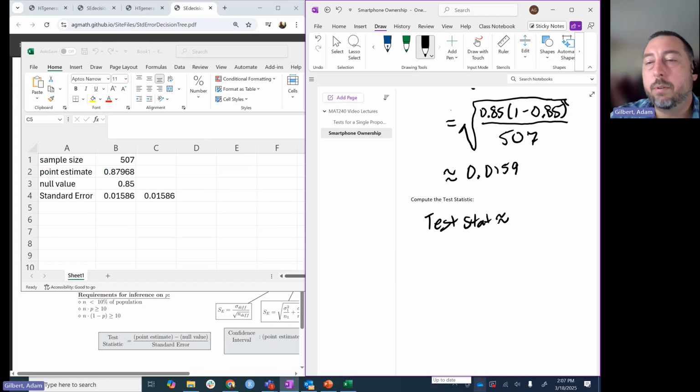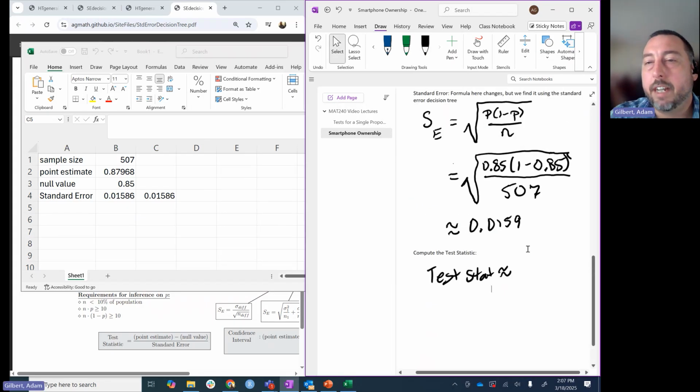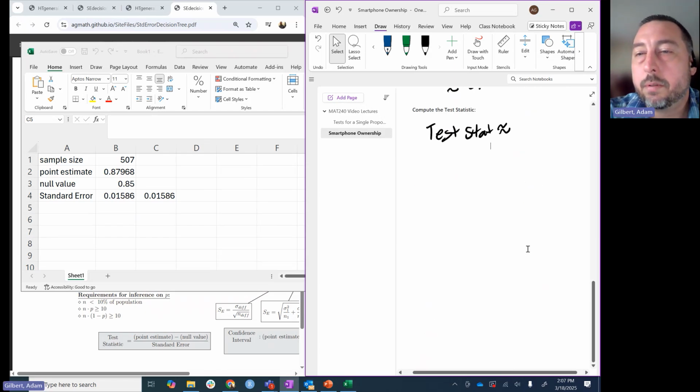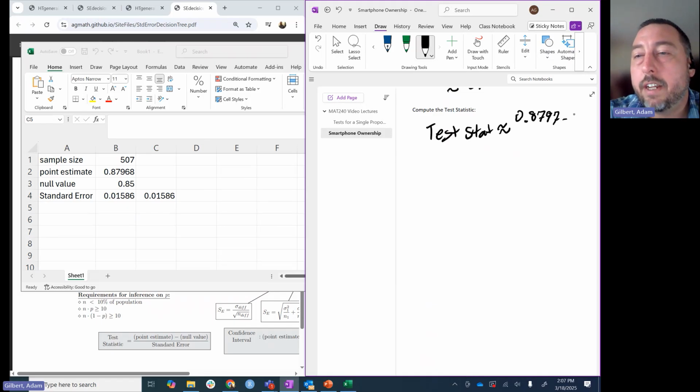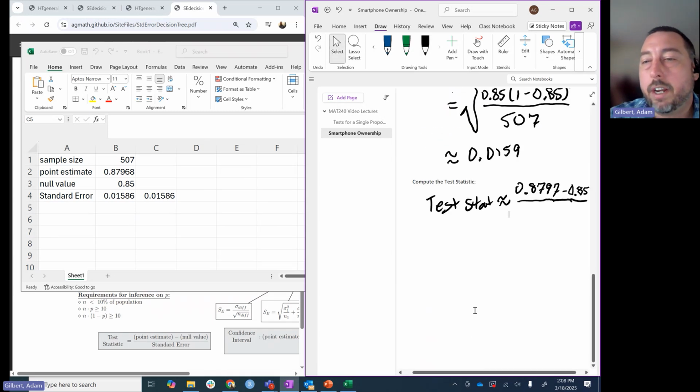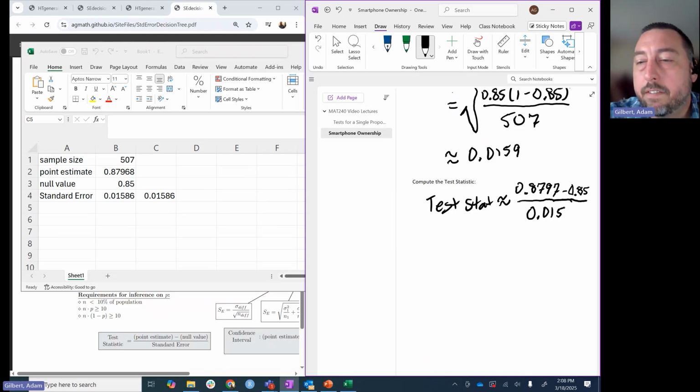So here our test statistic is approximately equal to our point estimate, again, 0.8797 minus our null value, 0.85, all divided by our standard error, which was 0.0159. And we'll head over to Excel and get an approximate value for that.